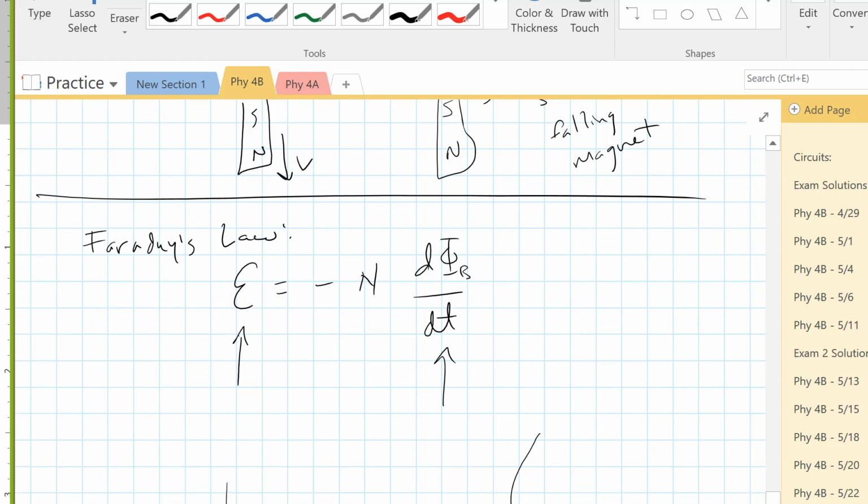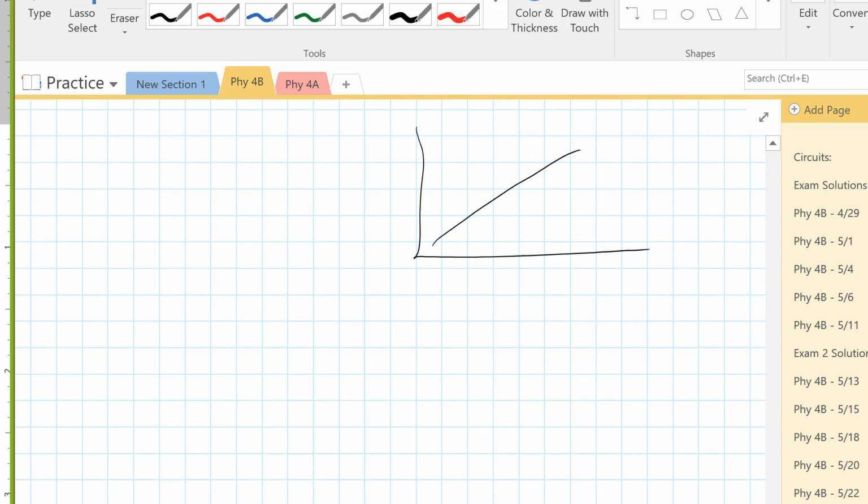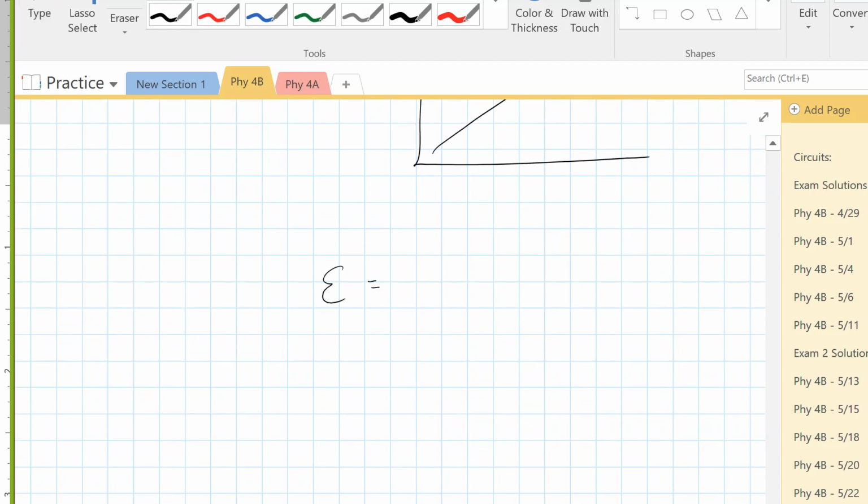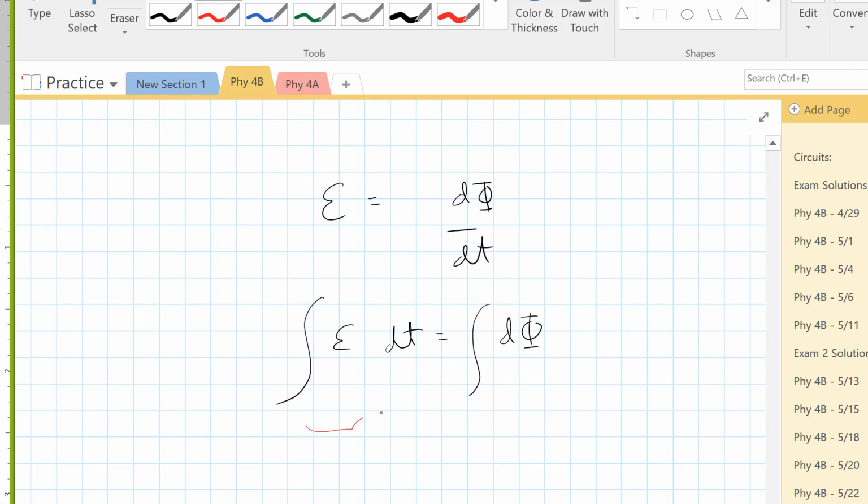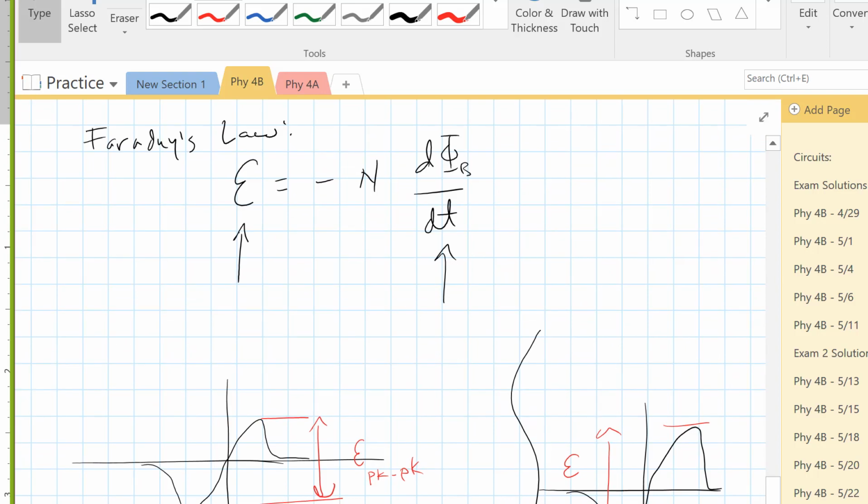The second thing we're going to do, let's look at this equation one more time. Let's forget about the n and the minus sign. We don't care right now. What we care about is, let's move the dt to the other side, and we'll integrate this. And what do we get on this side? The integral of E dt, the integral of the EMF.